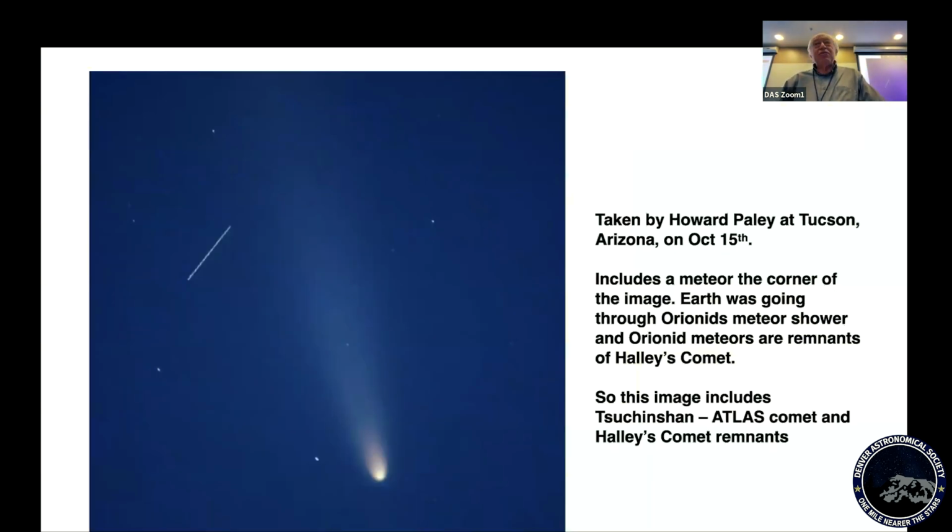This one is an interesting image of the comet taken in Arizona. It includes a meteor at the corner, as you can see at the top left corner. That meteor is from the Orionid meteor shower, and these meteors are the remnants of Halley's Comet, as you may know. So this image includes something of Halley's Comet, as well as the Tsuchinshan-ATLAS comet, the remnants of one and the actual other comet captured in the same image. And there are several such images on the internet.